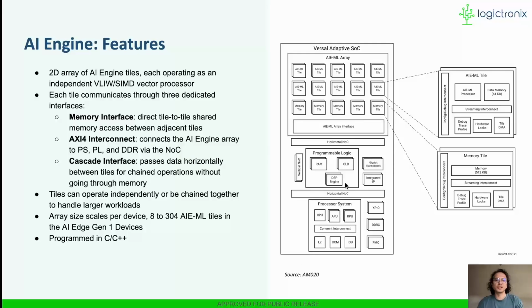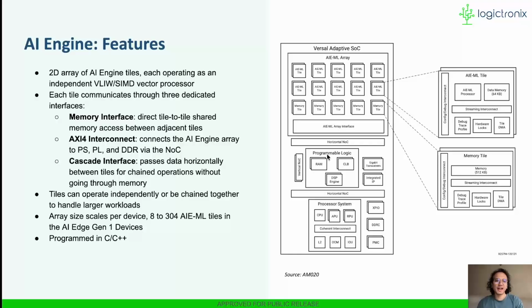Each of these tiles communicates with each other through 3 dedicated interfaces. Memory interface, which is direct tile to tile between adjacent AI engine tiles; AXI4 interconnect, which connects the AI engine array to the PL, PS, and DDR using the NoC routings; and cascade interface, where data passes horizontally between the tiles for different sequential or chained operations.